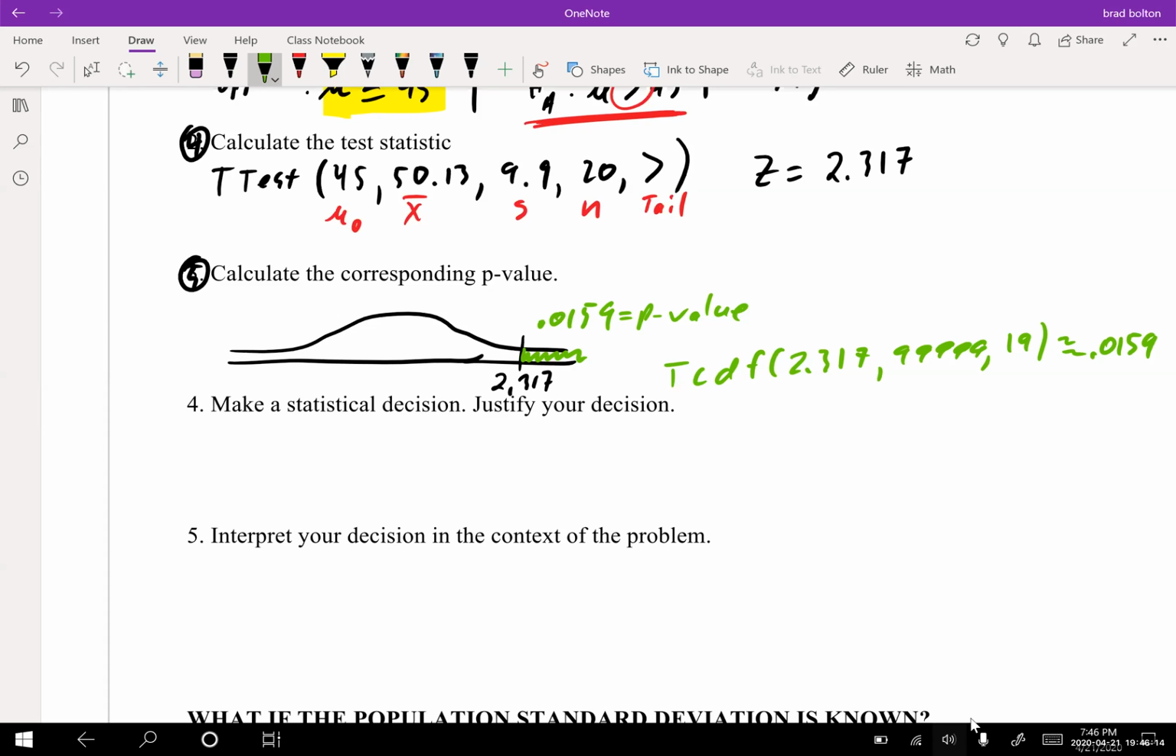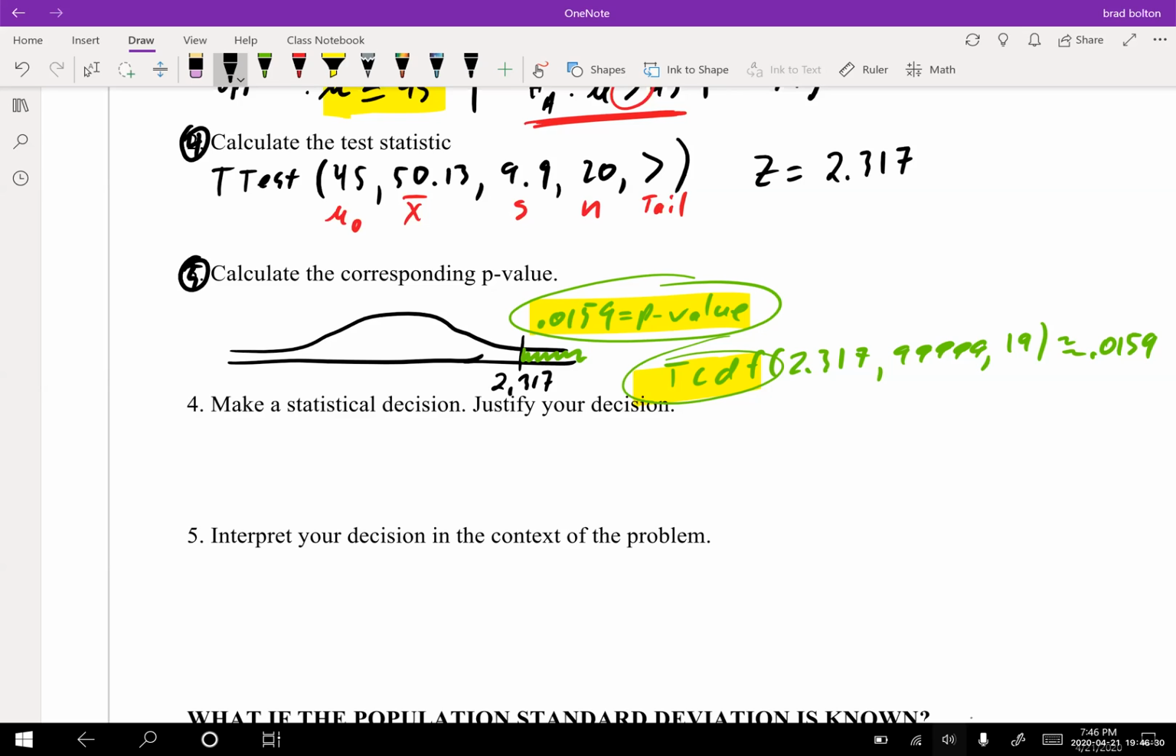Okay, so we get the same exact p-value. This is using the t-test, and this is using tcdf. Both are acceptable, especially online. Remember, if you were taking the exam in class, I would make you write out all 7 steps and ask you to do it by hand.